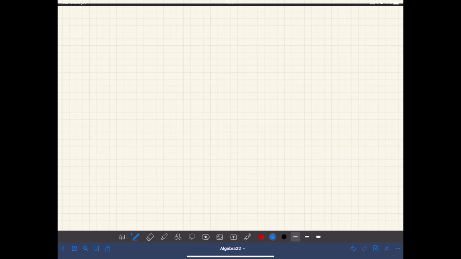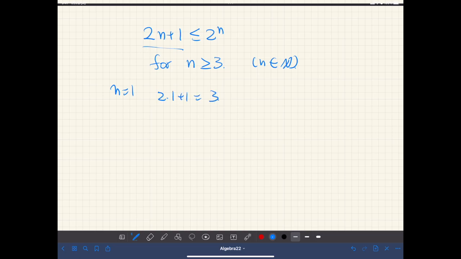Here's an exercise. Show that 2n plus 1 is less than or equal to 2 to the power of n for n greater than or equal to 3. Of course, n is a natural number. This may not be true for n equal to 1 or 2. For example, when n is equal to 1, the left hand side is 2 times 1 plus 1, that's 3. And the right hand side is 2.